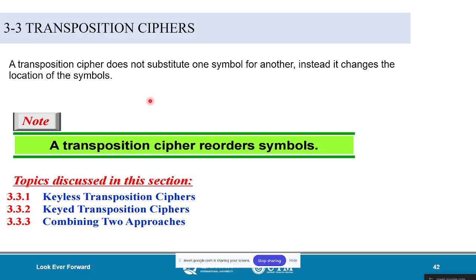A transposition cipher does not substitute one symbol for another. Instead, it changes the location of the symbol. By symbol, we mean A, E, D, anything. A transposition cipher reorders symbols. Now, the topics that will be explained here are first keyless transposition ciphers, then keyed transposition ciphers, then combining the two approaches.